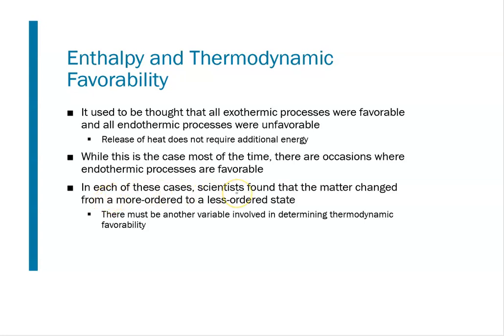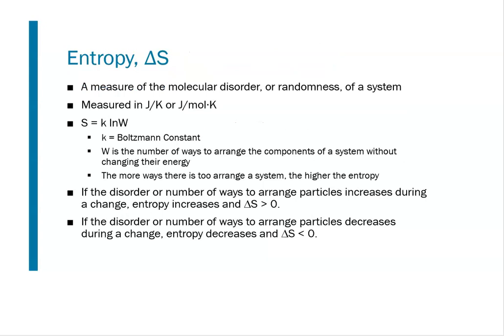Scientists found that in each of these cases, whenever this happened, the particles moved from a state that was more ordered to a state that was less ordered, which we'll talk about in just a little bit. But what this told them was that there had to be some other variable involved in determining thermodynamic favorability. That value is entropy. Entropy is delta S. It is a measure of the molecular disorder or randomness of a system. You've maybe heard the saying, the universe moves towards a state of chaos. That's what this is. Entropy is measured in joules per Kelvin or joules per mole Kelvin.